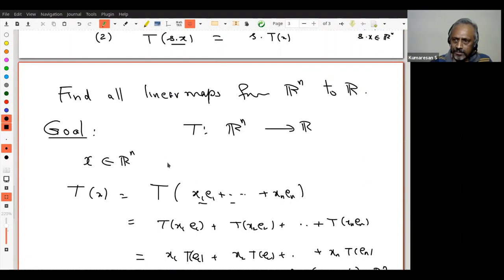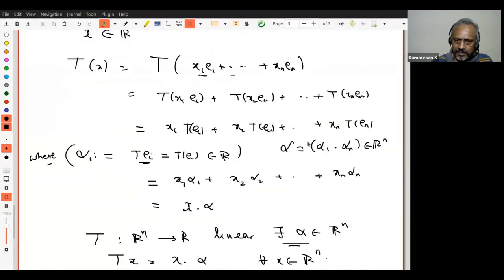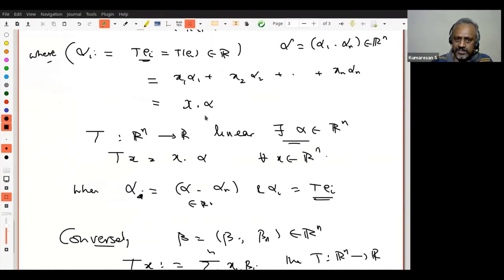What I want you to pay attention to is that now we have classified all linear maps from Rn to R. It's not just arbitrary. We know what all the linear maps from Rn to R are. Each arises as x dot alpha, where alpha is a unique vector in Rn. Do I know alpha? Yes. To know alpha, what do I have to do? I have to tell you the ith coordinate. What is the ith coordinate of alpha? It is T of ei. Because T is already given, T of ei will be a real number. So that is your alpha.